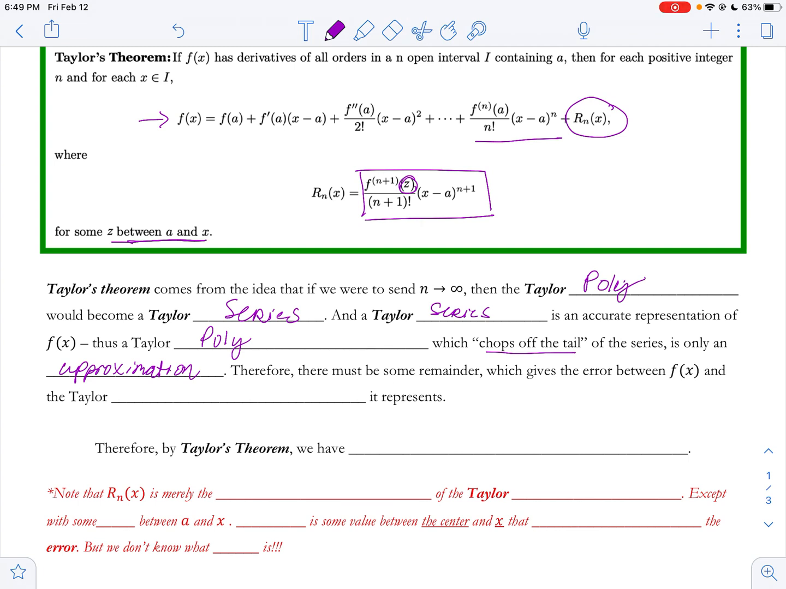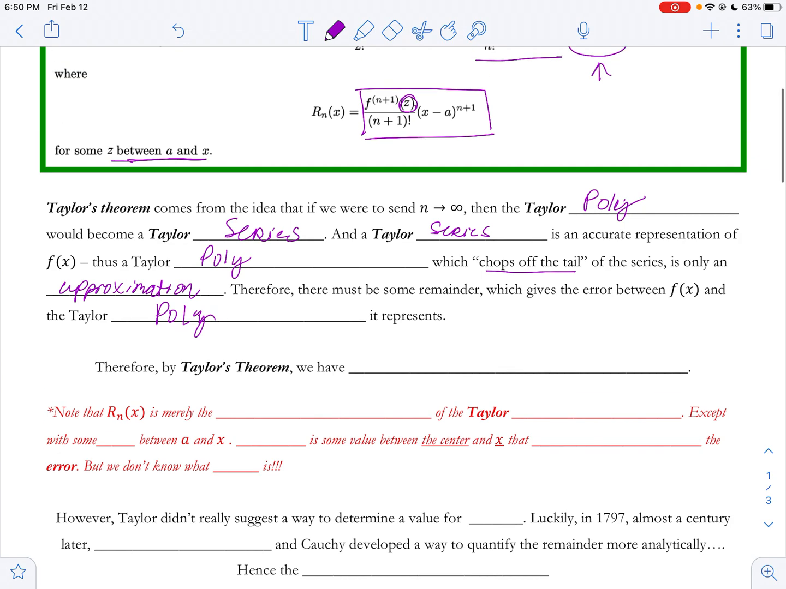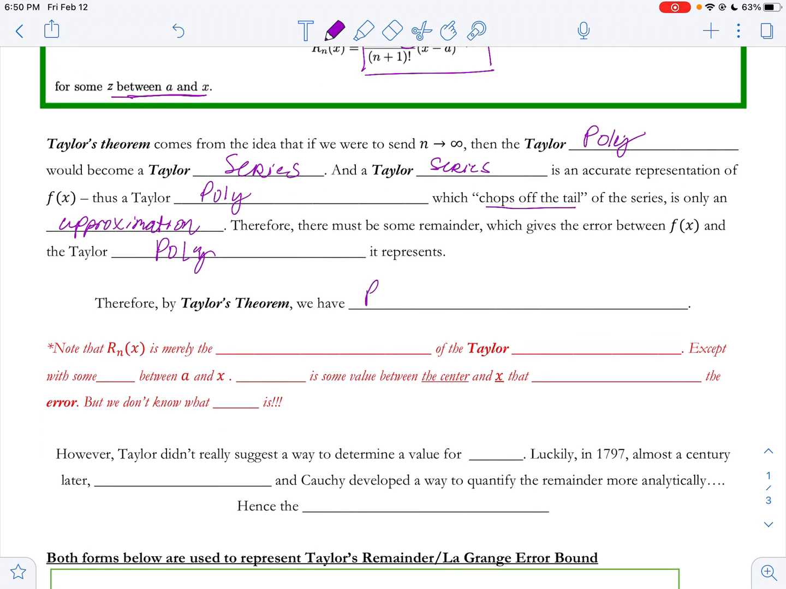Therefore, there must be some remainder, right? Some remainder which gives the error between f of x and the Taylor polynomial it represents. And so therefore, by Taylor's theorem, we have that there's this remainder, R sub n of x, and that's equal to the difference between f of x and the Taylor polynomial that we use.